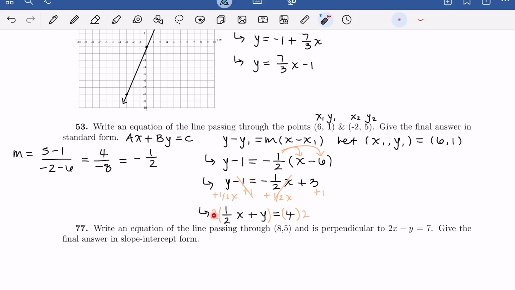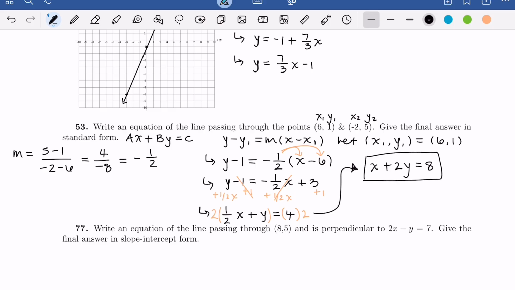Doing that, these guys are going to cancel. So let's move this over here. These guys are going to cancel, so we're just going to be left with x, and the coefficient is going to be 1. This 2 needs to be distributed to this y, so we're going to get 2y. And then on the right-hand side, we're going to get 4 times 2, which gives us 8. So this is the equation of the line that's passing through these 2 points in standard form.